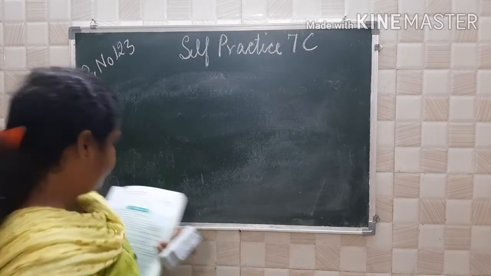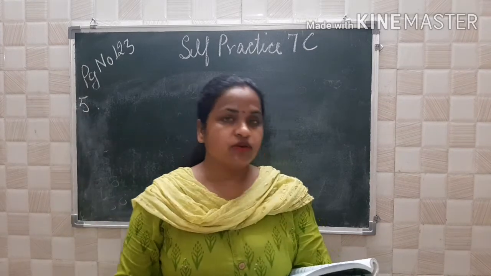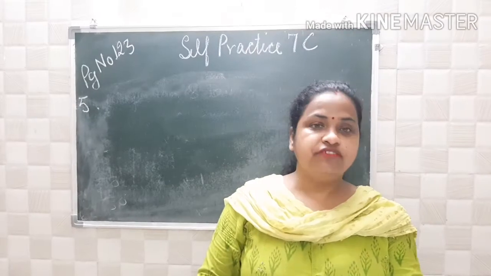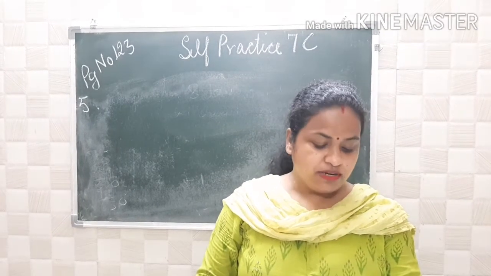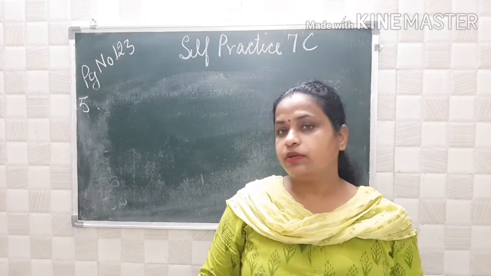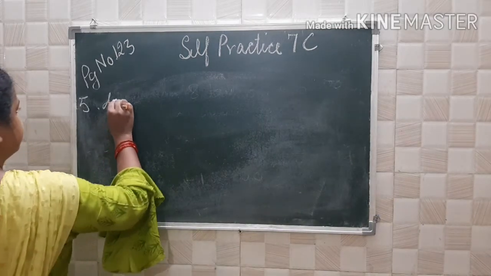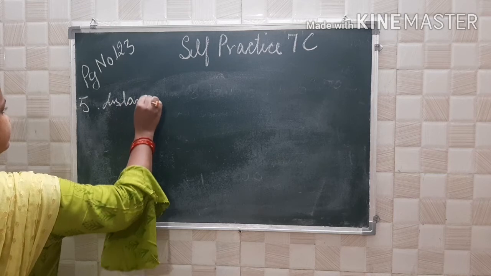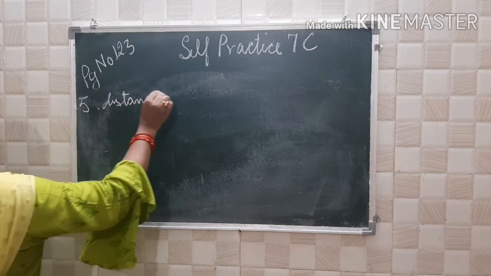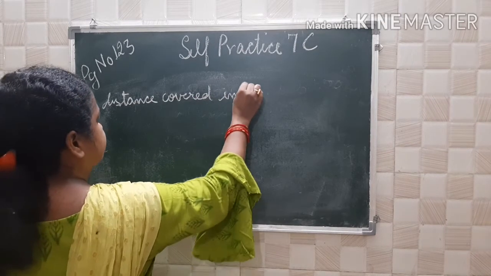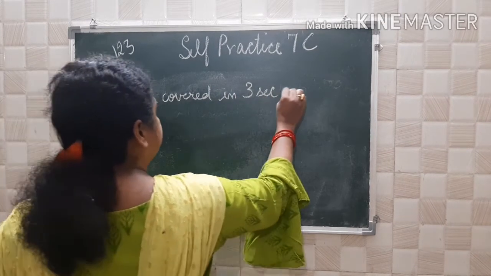Question number 5. If a car goes 45 meter in 3 seconds, how far does it go in 5 seconds? And how long does it take to go 120 meter? So, distance covered in 3 seconds is 45 meter.